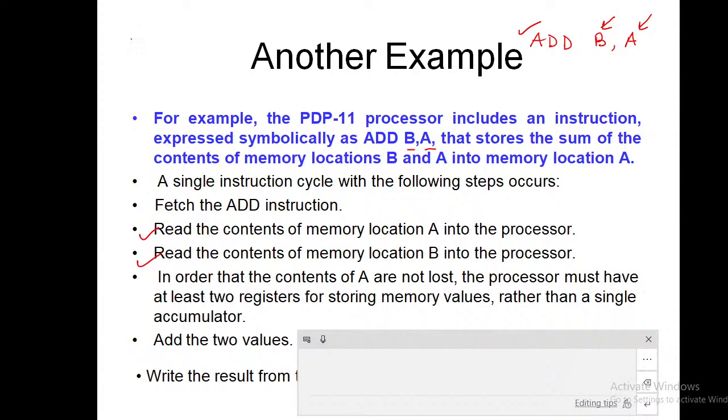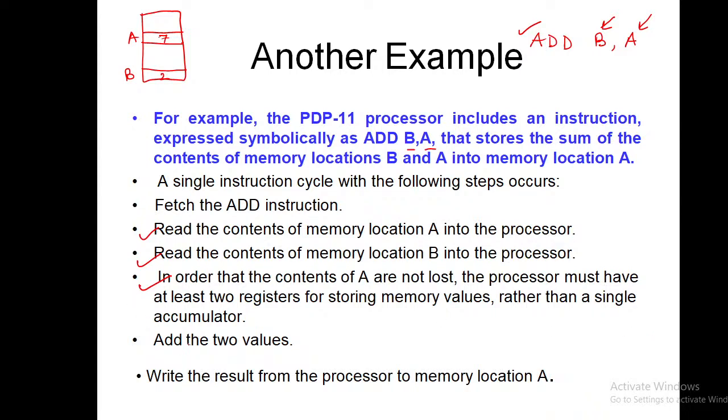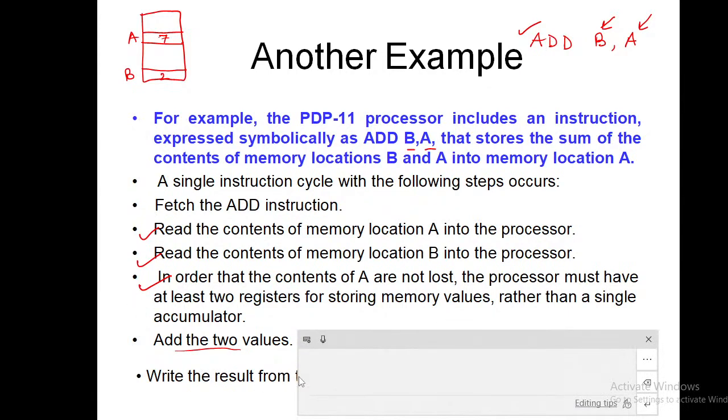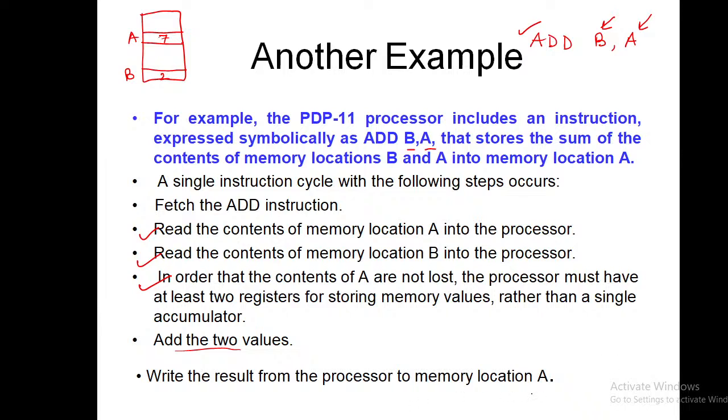So suppose this is one memory location A, and this location is B. Suppose this is 7 hex and this is 2 hex. These are the two things that are happening. So the content will be 7 plus 2. This is the third step: adding the contents of these two locations. You will add these two values and write the result to the memory location A or B, whichever it is.